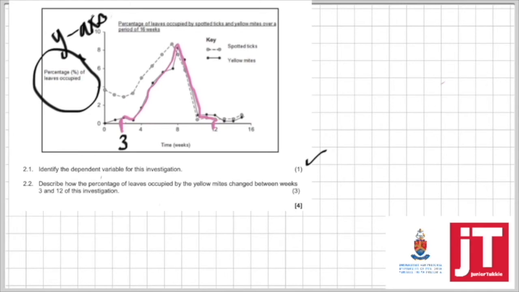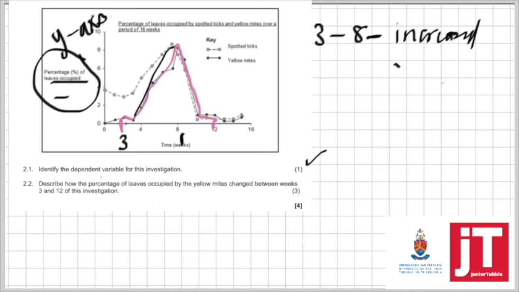So if you look from week 3 to about week 8, you can see that the percentage of the leaves occupied increased drastically. When you're answering this question, you must say between week 3 to 8, the percentage of the leaves occupied increased. And you must describe this increase. So I will say drastically.